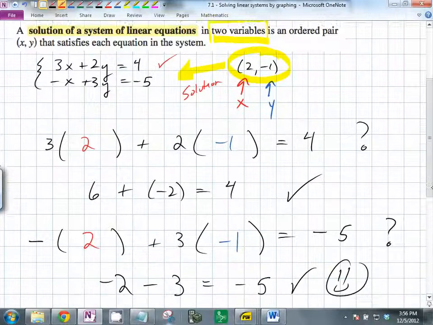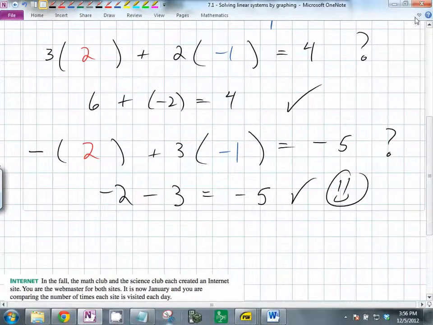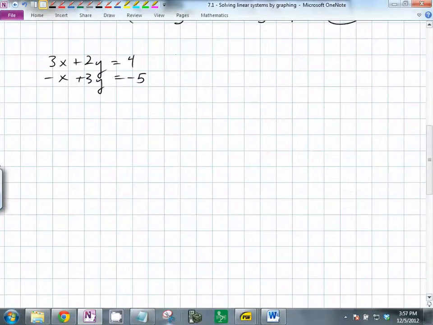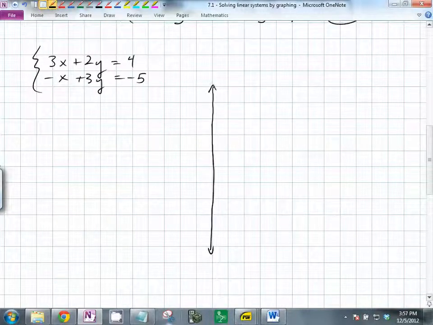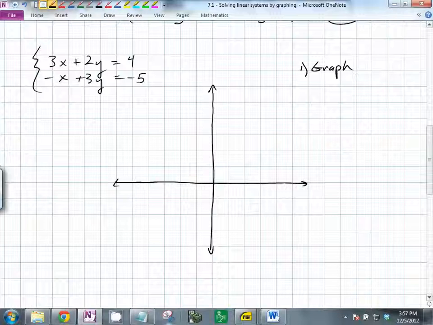What I didn't show you is how I got that solution. So let's see how I got it. Here's the system I'm working with. We're going to use graphing to figure out the solution to this system. You'll notice that these aren't in slope-intercept form, so we might need to attack it a little differently than we have before. First, let's draw a nice set of axes. Our goal is to graph each of these lines. The way I'm going to do that is by connecting 2 points, and the 2 points that I like to go after are intercepts.